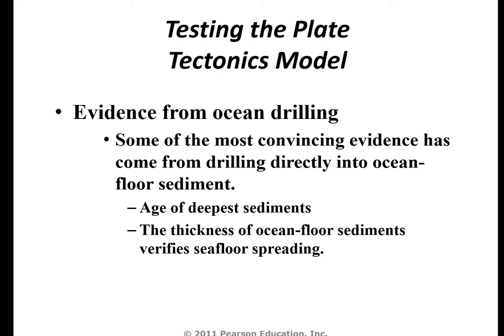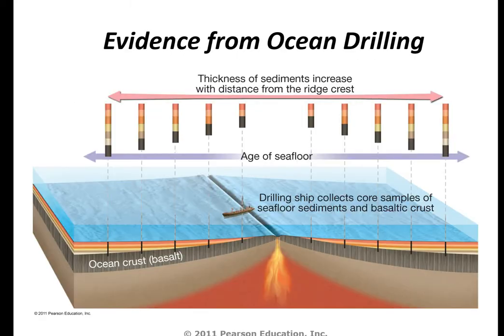We know from evidence from ocean drilling that some of the most convincing evidence has come from ocean drilling. We can get the age of the deepest sediments and the thickness of the ocean floor sediments, verifying the seafloor spreading and the magnetic reversals in the earth. So we get these core samples from the earth, and we can see the magnetic reversals in the rock.